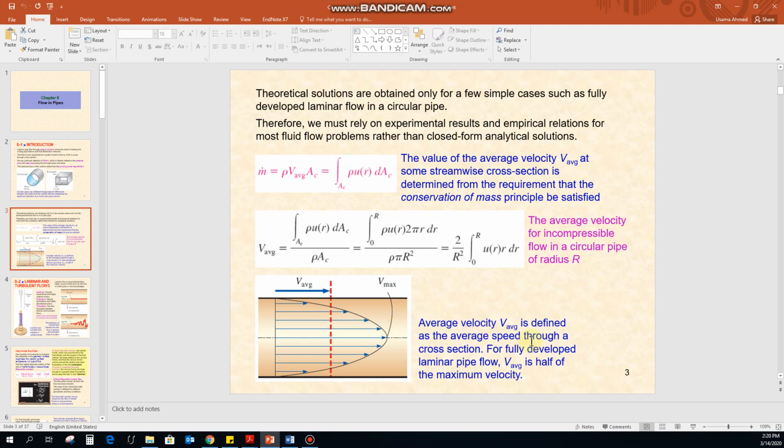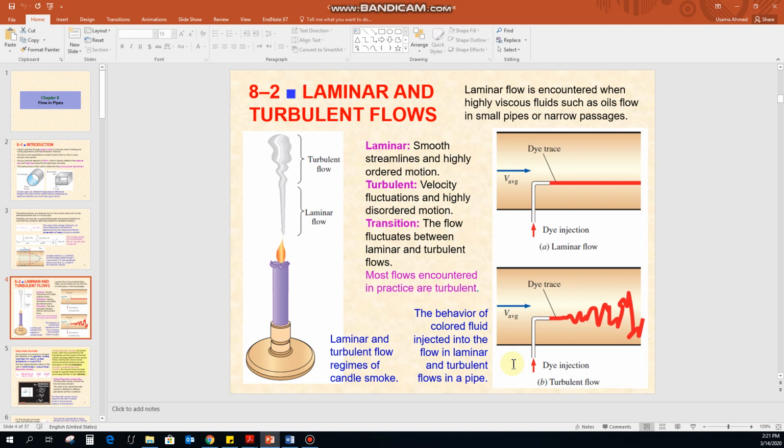Average velocity, V average, is defined as the average speed through a cross-section. For fully developed laminar pipe flow, average velocity is half of the maximum velocity. So this is the relationship that you can use to estimate or develop a relationship between the average velocity and the maximum velocity. Now let us see what is the laminar and the turbulent flow.